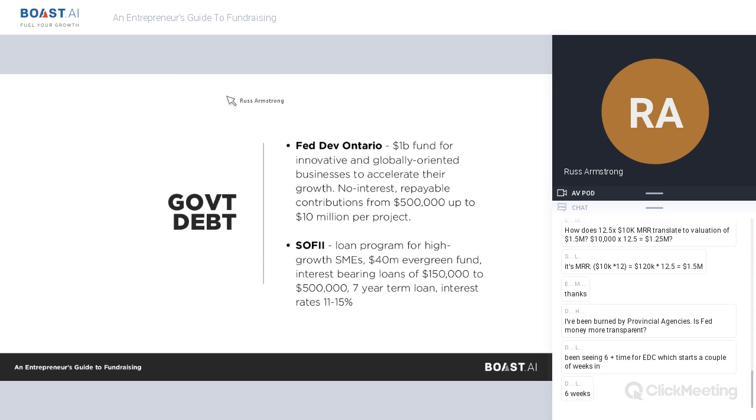Some government debt options should definitely be on your radar. The FedDev Ontario Fund, which is a $1 billion fund that was just re-upped to be distributed over the next 6 years, has been very active. The money goes out sporadically, and you have to get in the queue early to be able to qualify for it. There's also a program called SOFI, which does up to $500,000 loans for early stage companies. And this was actually the first debt that was on my books, a SOFI loan.